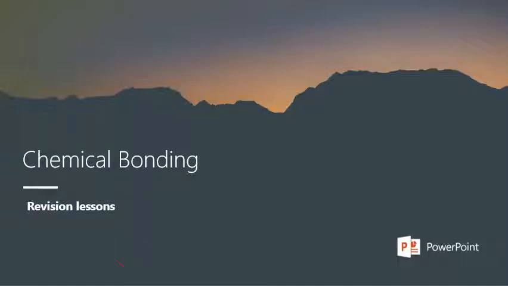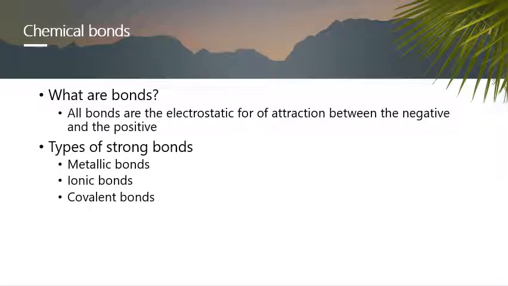In this lesson, we'll look at chemical bonding. First, let's look at what chemical bonds are. Well, all chemical bonds are electrostatic forces of attraction between a negative and a positive. And we'll see how this works when we look at the three major strong bonds, which are the metallic bonds, ionic bonds, and covalent bonds.